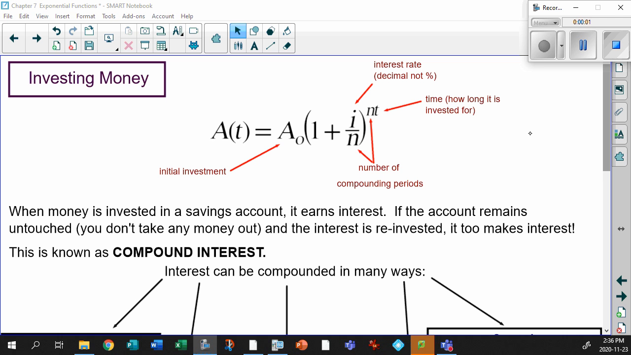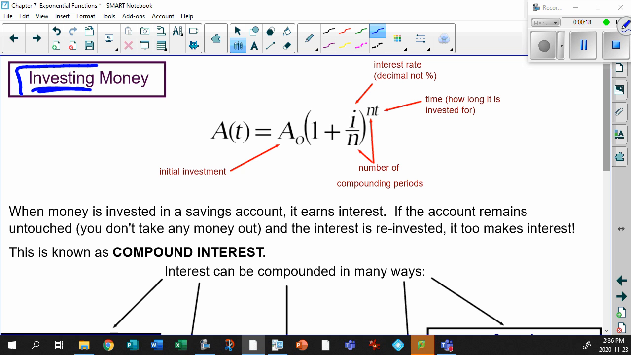I don't know about you, but I like money. And I like it when my money works for me. In other words, I'm going to invest my money, and I want my money to make money. You see? Now, here's the interesting thing. Do you realize that investing money is actually an exponential function?